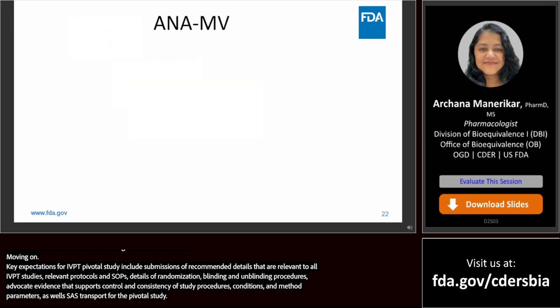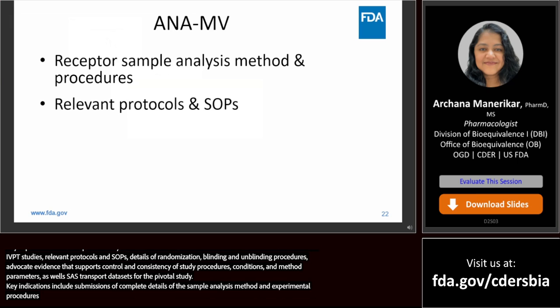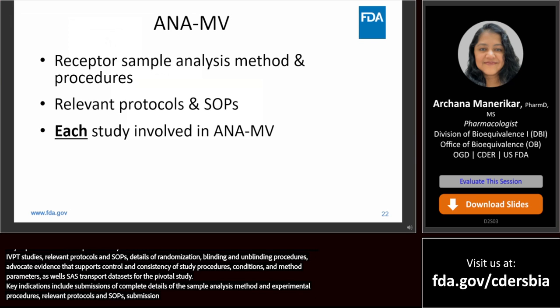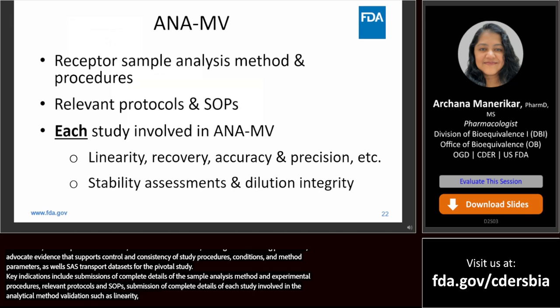Next up, key expectations for analytical method validation studies include submissions of complete details of the sample analysis method and experimental procedures, relevant protocols and SOPs, submission of complete details of each study involved in the analytical method validation such as linearity, recovery, etc., along with adequate assessments of drug stability and dilution integrity as applicable.